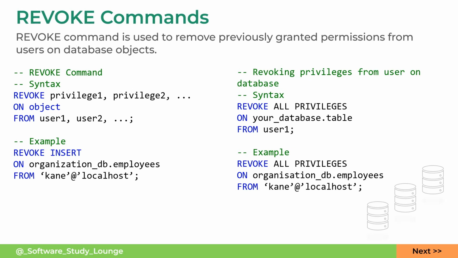Next one is the REVOKE command. The REVOKE command is used to remove previously granted permissions from users on the database objects. The syntax is REVOKE privilege 1, privilege 2 ON the object FROM user 1 and user 2. An example is REVOKE INSERT. Now we are removing the INSERT permission on the employees table of organization_db from the Kane user. After that, the Kane user cannot insert data into the employees table.